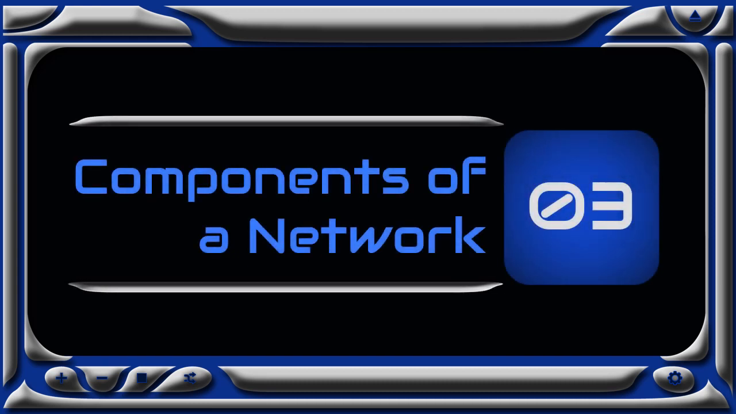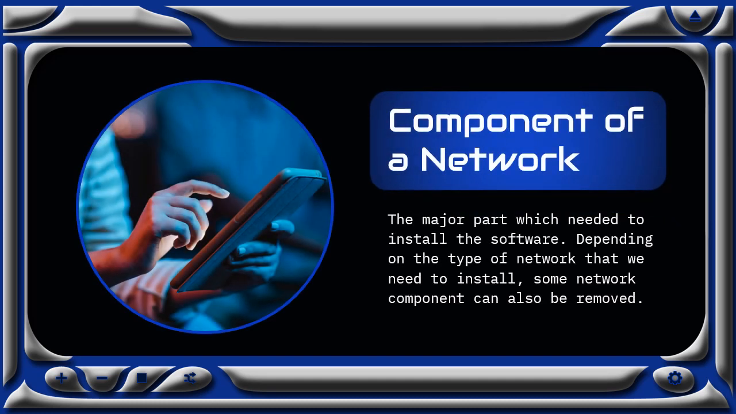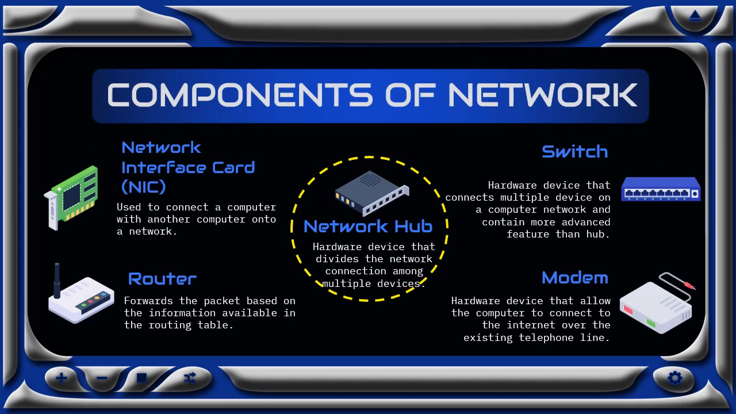Next, we have the components of a network. These components are the major parts needed to install the network. Depending on the type of network that we need to install, some network components can also be removed. For example, the network interface card (NIC) is used to connect a computer with another computer onto a network.